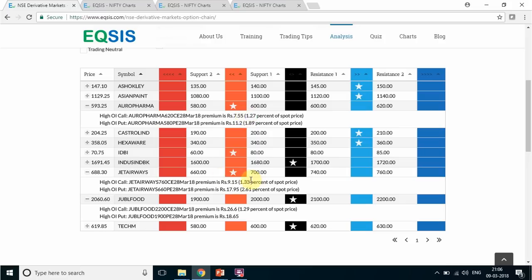So forget about this one. I'm sure Jet Airways carries a 1.33% put option premium, and the price has to go all the way to 760; only then you may lose. So I still see a lot of chance to buy a call option nearby, around 700. So I try to buy a 700 call option, then I can sell 760, which is what we call a bull spread. Those who understand option strategies can use it.